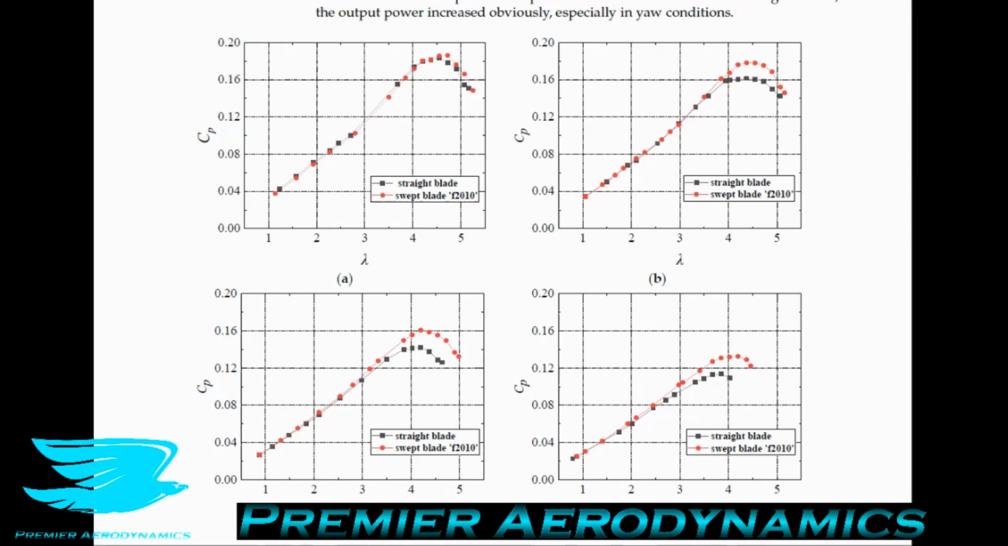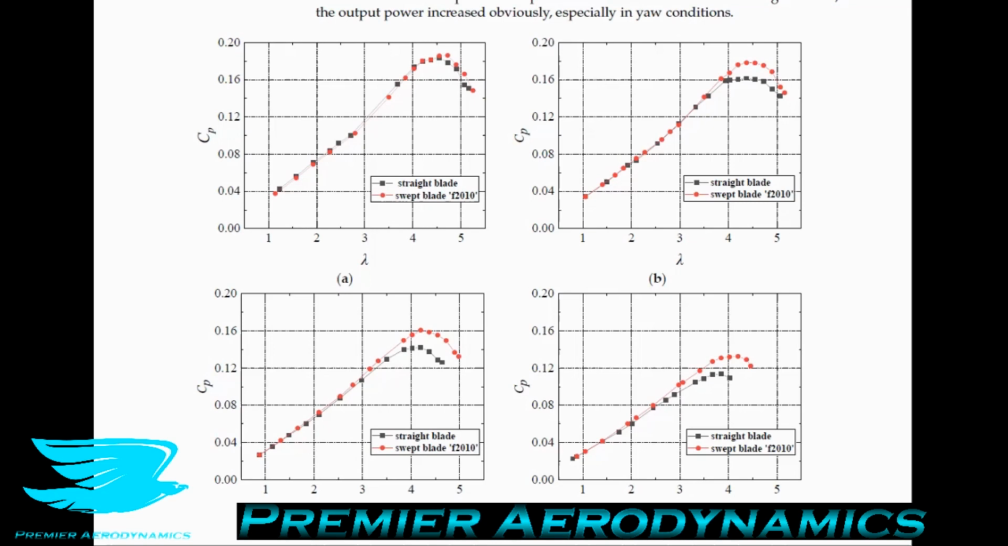So they say at low tip speed ratios, both produced almost the same output power at the same yaw angle. As the tip speed ratio increased to a larger value, the power characteristics of the wind turbine with the swept blades F2010 were improved compared with the wind turbine with straight blades. And the output power increased, obviously, especially in the yaw condition. So that's interesting. Yaw actually is beneficial for swept blades. I wouldn't say beneficial, let's say, but swept blades are more immune to yawed conditions than straight blades. That's probably a much better way of saying it.